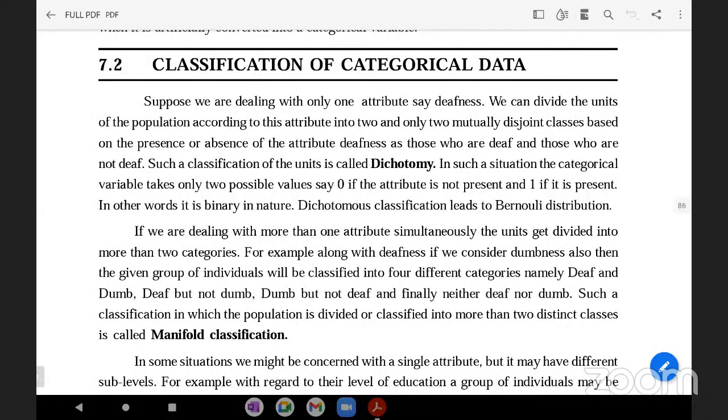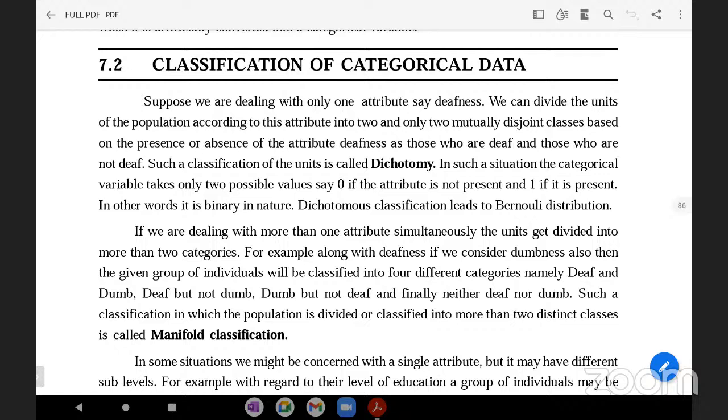Here, as a general introduction, the classification of categorical data deals with only one attribute; we study the information of only one attribute. That is one kind of classification. We can divide the units of the population according to the attribute into only 2 mutually disjoint classes based on presence or absence. It means I divide the data into 2 groups.